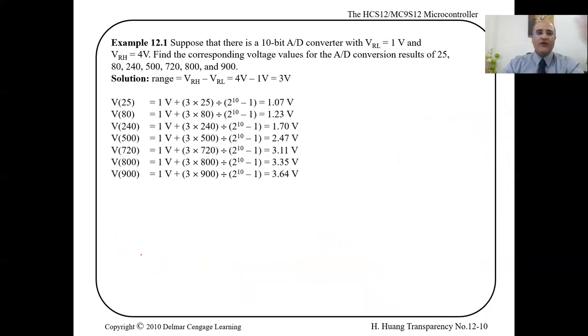Some examples. If your voltage reference low was 1 volt, you're using a 10-bit A to D, and your voltage reference high is 4 volts, what are the conversion results? What is the voltage outside when you read a 25, an 80, a 240, for example a 720? Let's take this example.